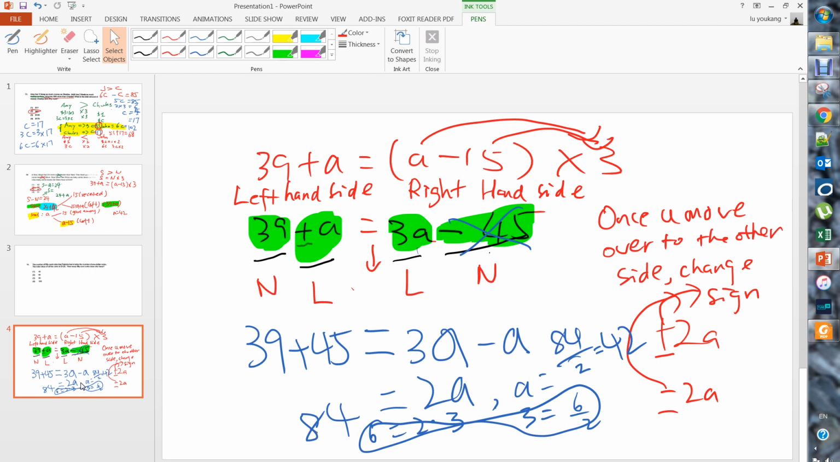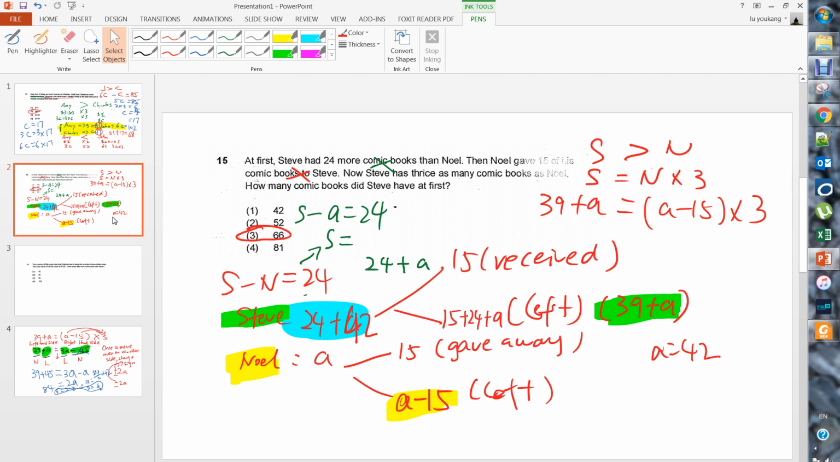42. So next time when I say what is the value of A, you give me 42. Yes, straight away. Don't give me the middle step. Okay? Good. So come here. What's Steve at the beginning? 24 plus 42. What is Steve at the end? 39 plus 8, which is 32. What is Noel at the beginning? What is A? 32. So what is Noel at the beginning? 32. Very good. What's Noel at the end? 42 minus 15. Very good.